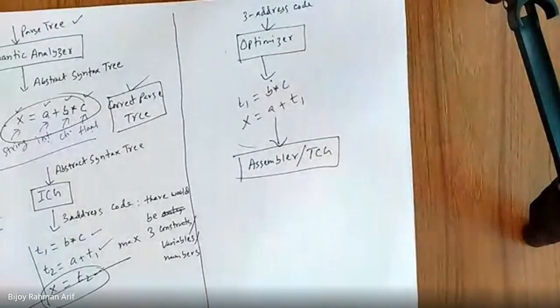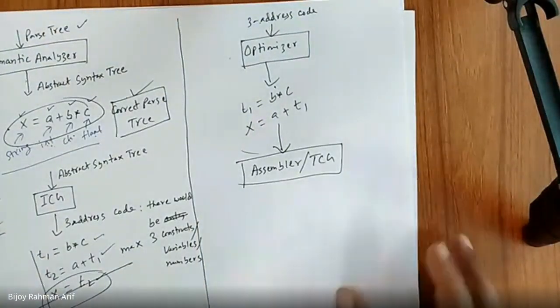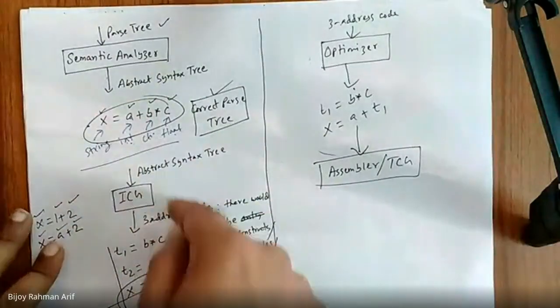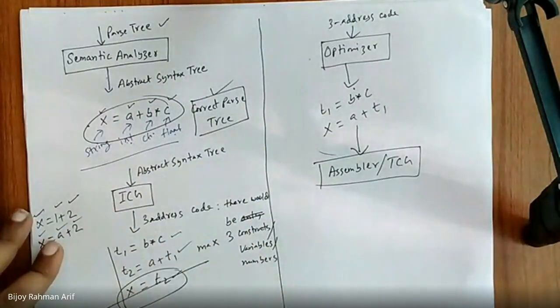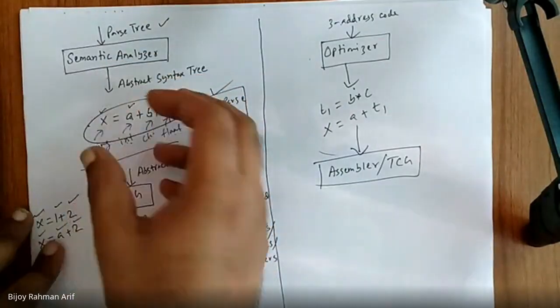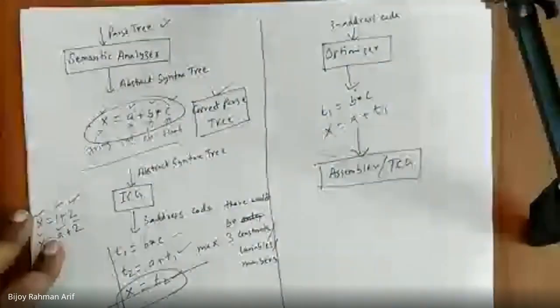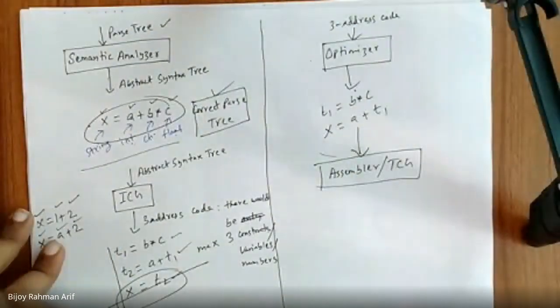Now, the big question. Yes, sir. I understand up to the semantic analyzer. No problem about that. Why do we suddenly create 3 address code? What is the benefit of it? Why don't we try to convert semantically verified code directly to the binary code? What is wrong with that?